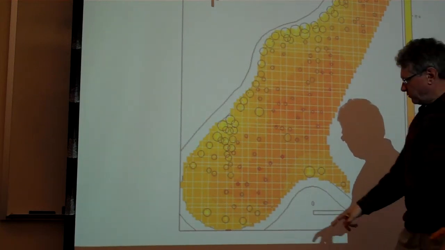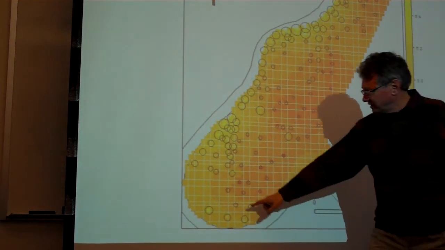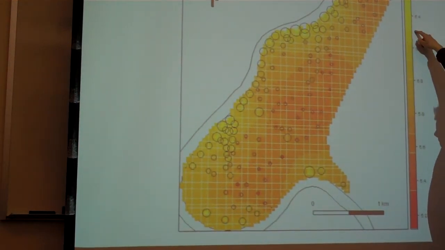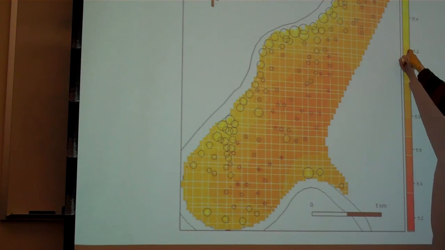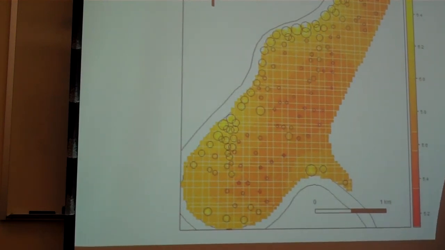So I can say, well, if I was to go right there, my prediction is that, where are we? 6.2 is the log of concentration. Yeah. Did you do this in R? I did do this in R.